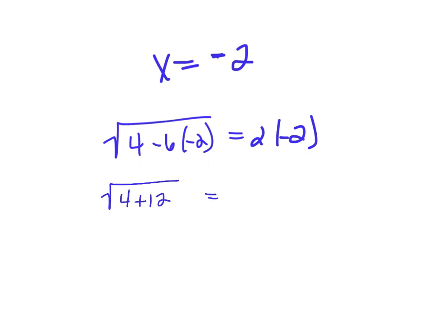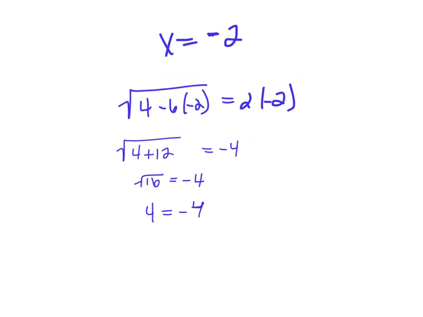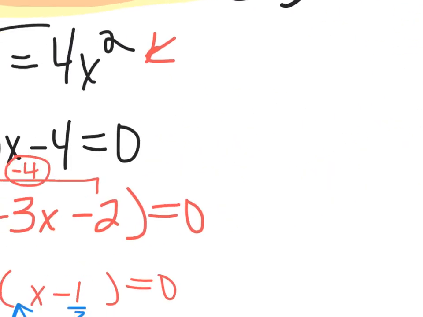What is 2 times negative 2? Negative 4. Well, I have the square root of 16 equals negative 4. What is the square root of 16? I didn't put the square root on, it's already there. What's the square root of 16? 4. Does that equal negative 4? No. So what do you know about the solution x equals negative 2? It's extraneous. Good.